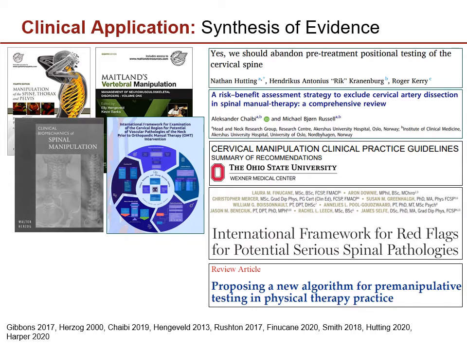And so the workflow that I've put together here is a conglomeration of these resources that you see here. Everything from Maitland to the spinal manipulation book and clinical biomechanics from Herzog, also the International Framework for Red Flags of Potential Serious Spinal Pathologies, and the International Federation of Manual Orthopedic Physical Therapy, and then also Gibbons and Tejan have also produced a book that is quite comprehensive and specific to manipulation.